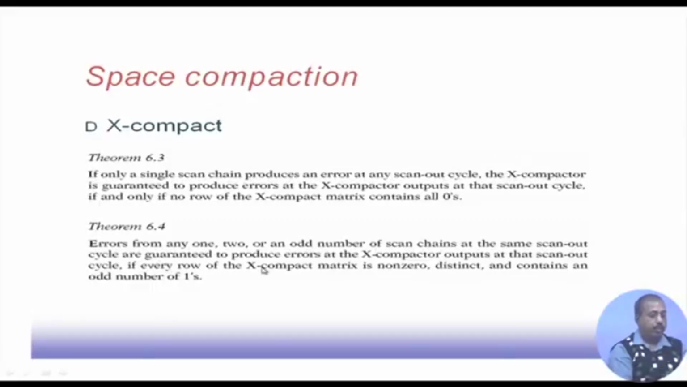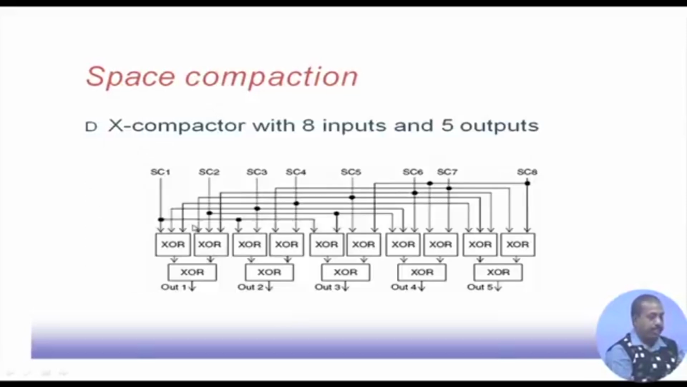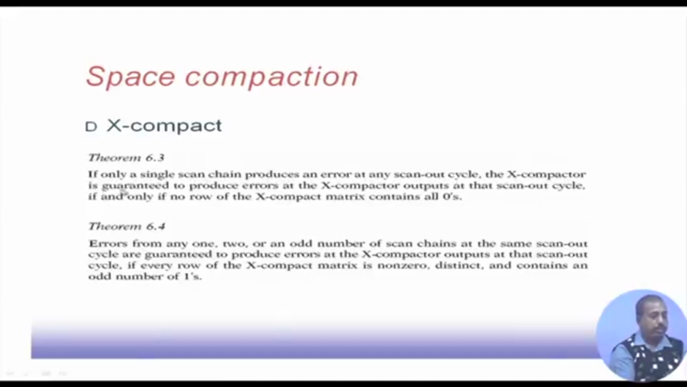Now, this X compact, the basic idea is like this. It will frame one XOR network. Okay. So, in this XOR network, the scan chains, say it has got 8 inputs. So, these 8 inputs are coming from the scan chains, and then there are 5 outputs, 8 input 5 output. Now, this network is constructed in some fashion. So, these scan chain values are added using these XOR gates. Okay. But how this compactor is fabricated is actually given by these 2 theorems.